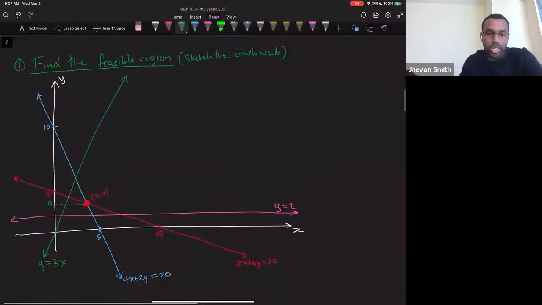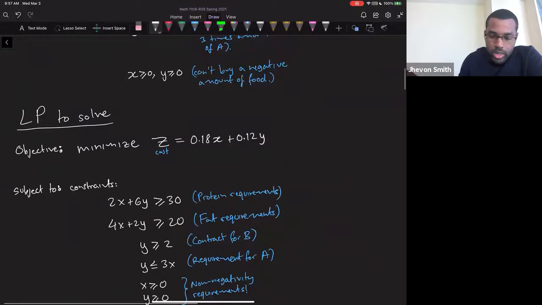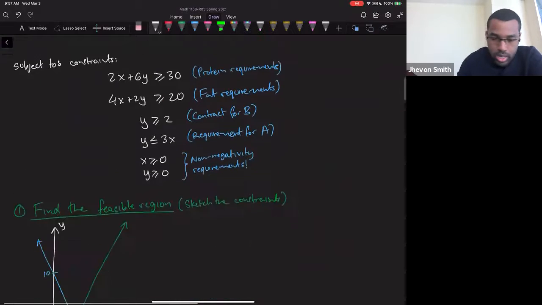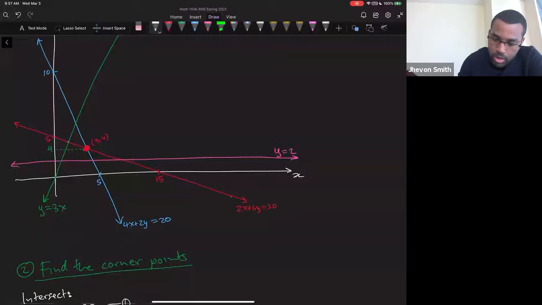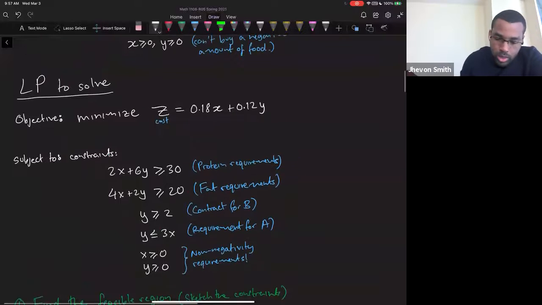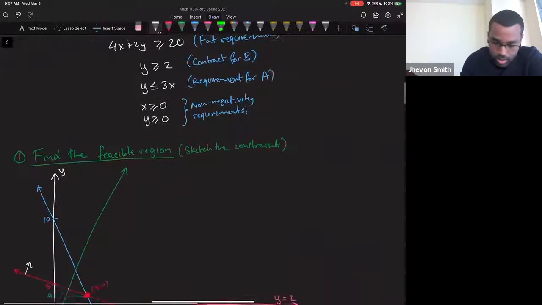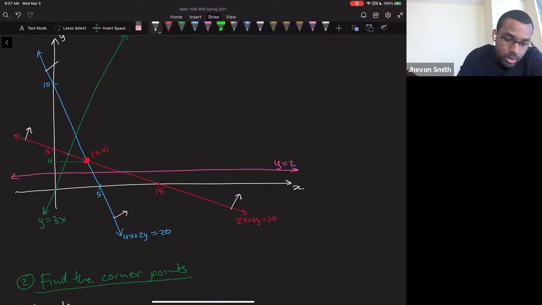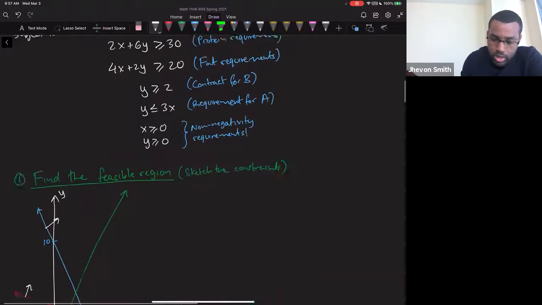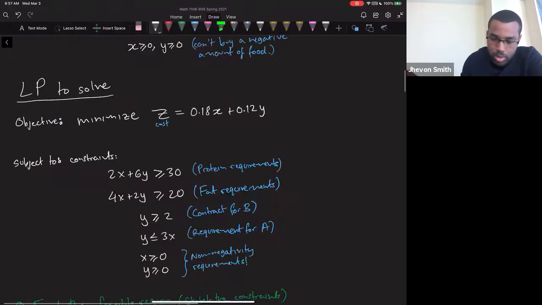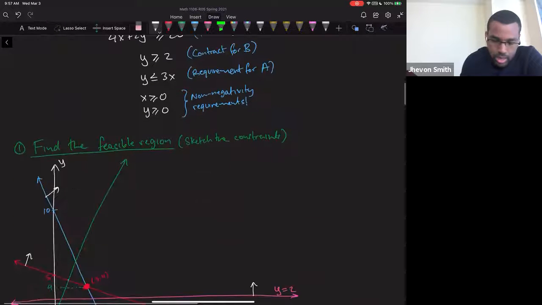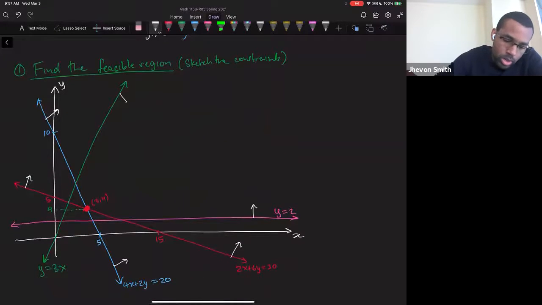Now let's find the feasible region. What do we want? First constraint, we need to be greater than or equal to 30. If I solve for y, then it's y bigger than that, so for that line I need to be above. Okay, what else? 4x plus 2y greater than or equal to 20. Solve for y, it's going to be greater than, so for the blue, I want to be above that line. y greater than or equal to 2, which means I want to be above the pink line. And my y is less than 3x, which means I want to be below the green line. Which means the area that fits all of that is going to be this area right here.